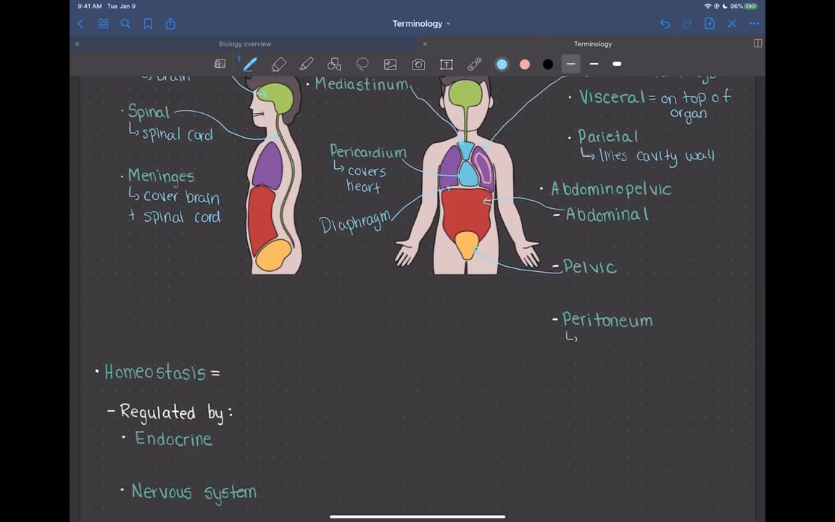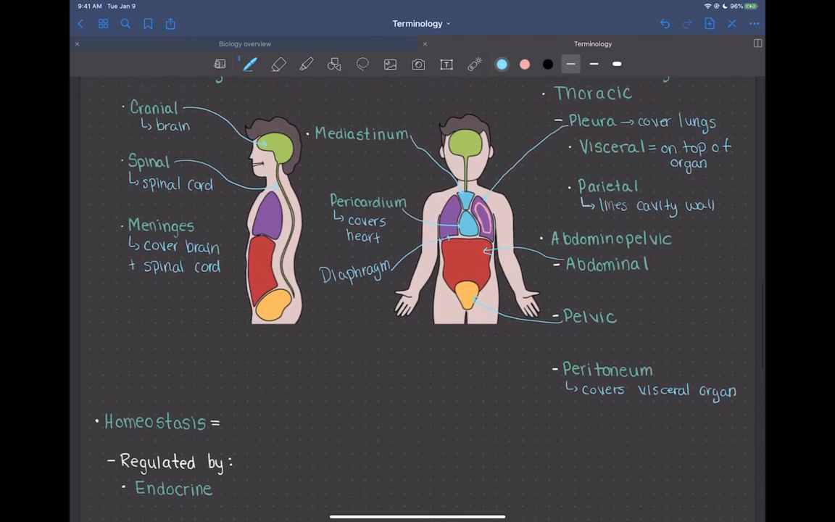We'll just put, it covers the visceral organs. All right, so that just simply means it's all of those organs in that abdominal cavity. So the stomach, the intestines, the liver, all of those organs within that abdominal cavity are going to be covered and surrounded by peritoneum. All right, and then lining the wall of that abdominal cavity would be parietal peritoneum.